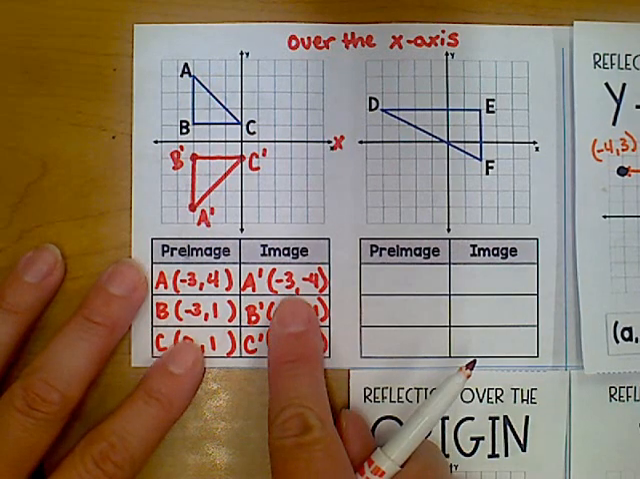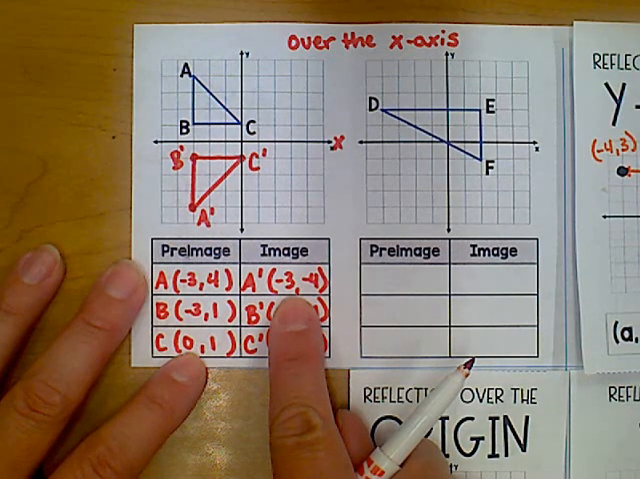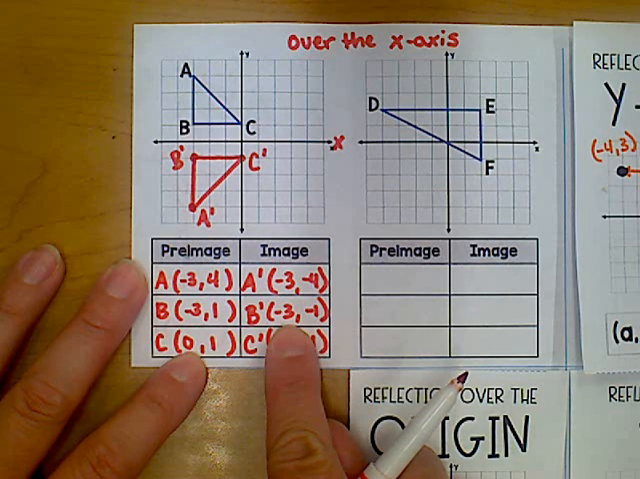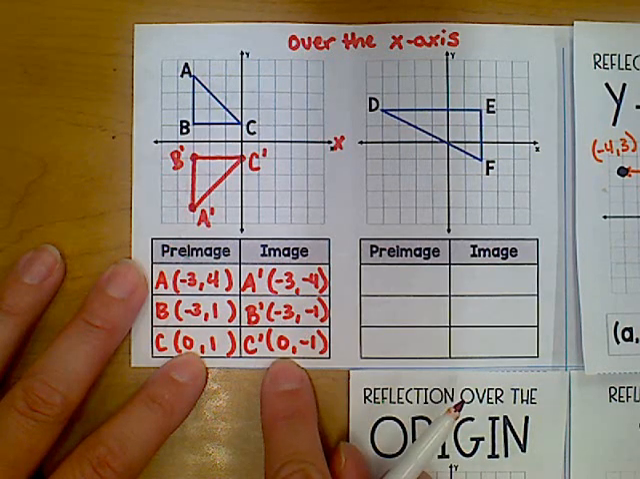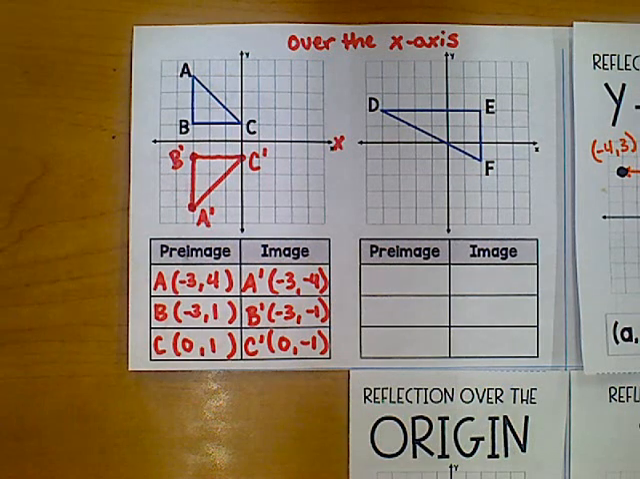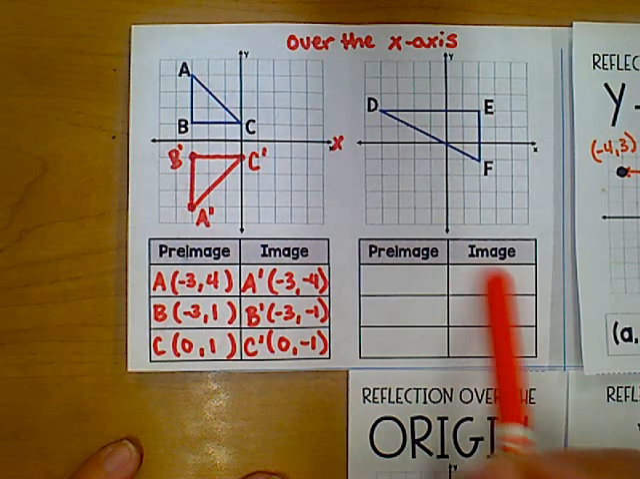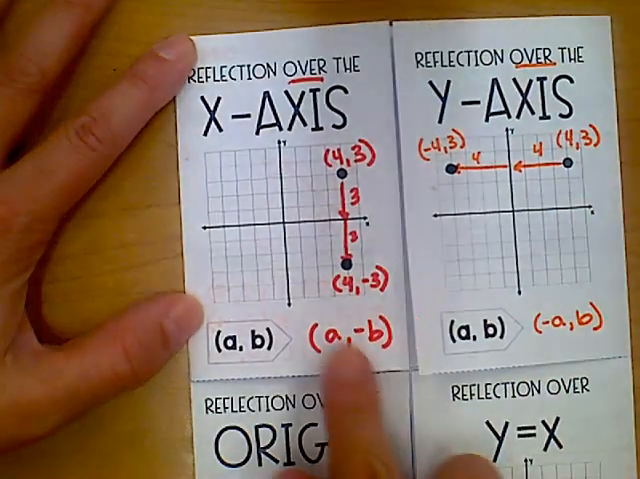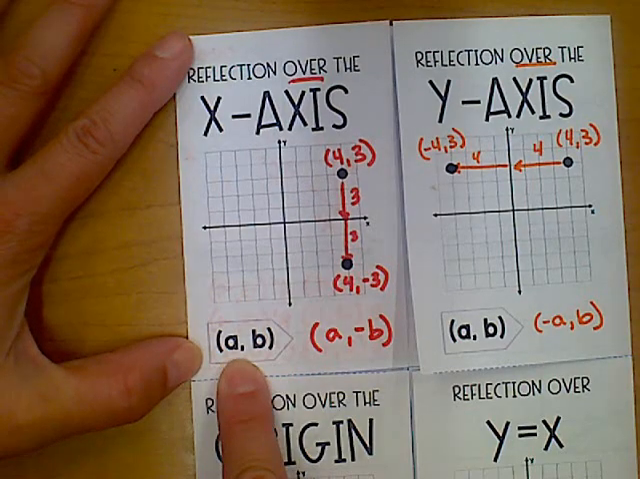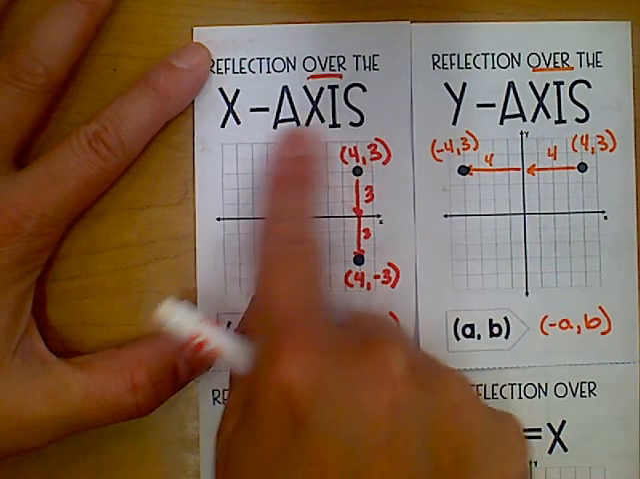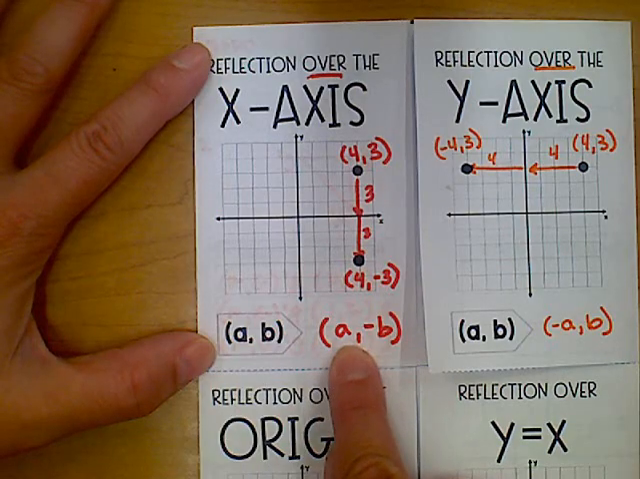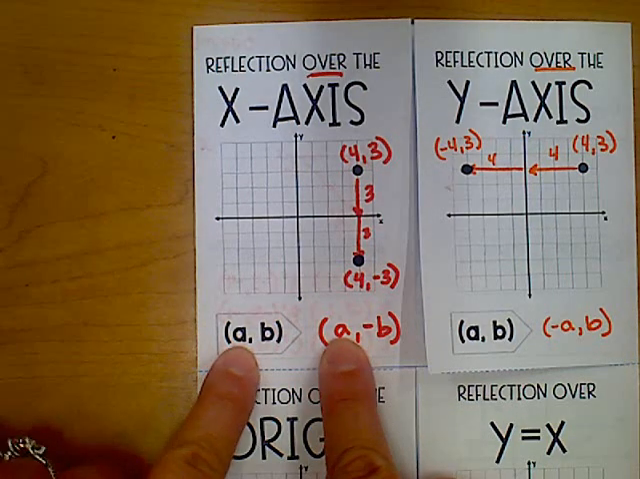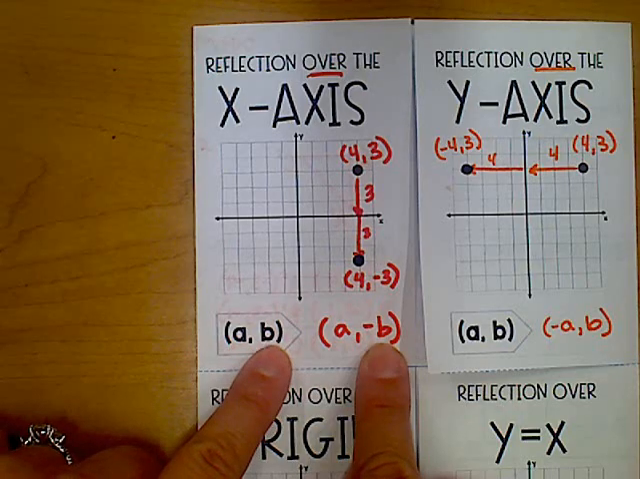So let's check. I got A prime at -3, -4. I have B prime at -3, -1. And I have C prime at 0, -1. Now, on our next problem, we're going to try to find those coordinates first, and then we'll graph it. But let's review what we said about the rule for reflecting over the x-axis. When we go from A, B to reflecting over the x-axis, your A, your x-coordinate, is going to stay the same, but the y-coordinate, or B in this case, is going to become the opposite. So let's see if that happened.